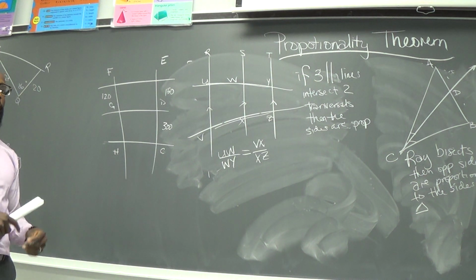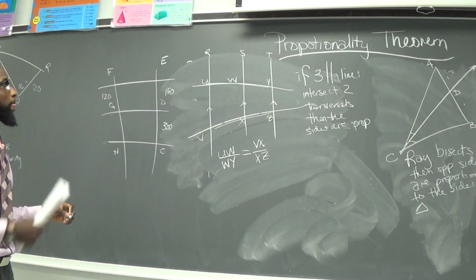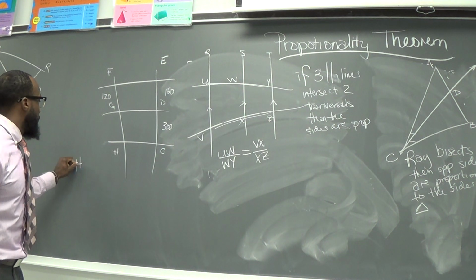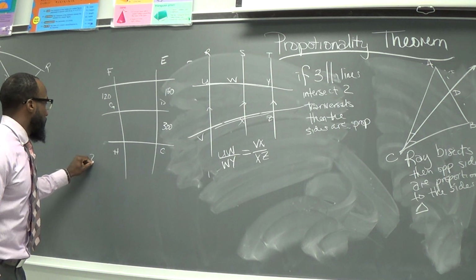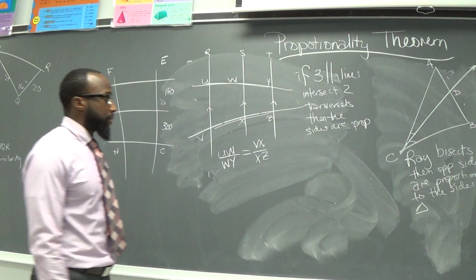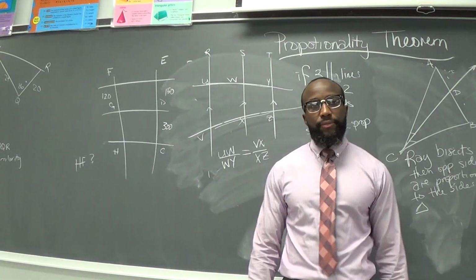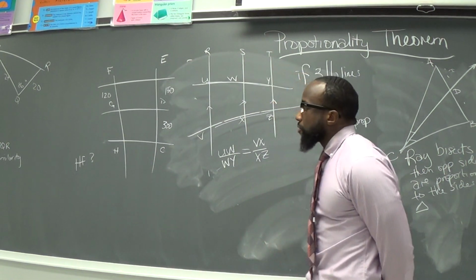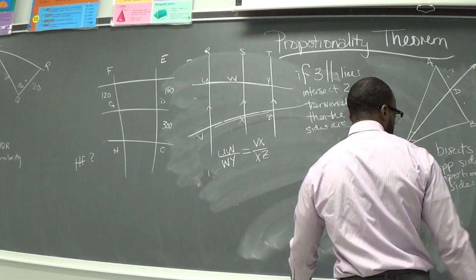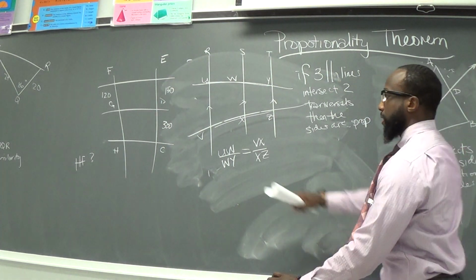So there's two ways to do this. They want to know what the measure of HF is. We want to know what HF is. Again, these are three parallel lines that intersect this transversal here.